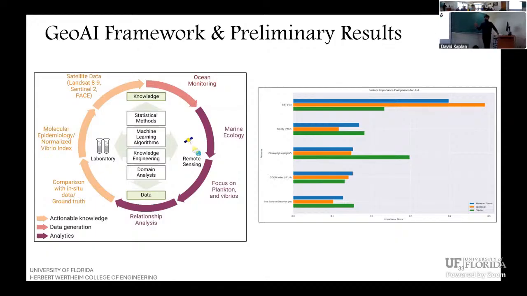So we brought into the picture the remote sensing data, laboratory data, in situ data, the domain analysis, knowledge engineering, machine learning algorithms, AI tools, statistical methods, whatever can be and should be involved in this analysis. Everything was brought into the picture.